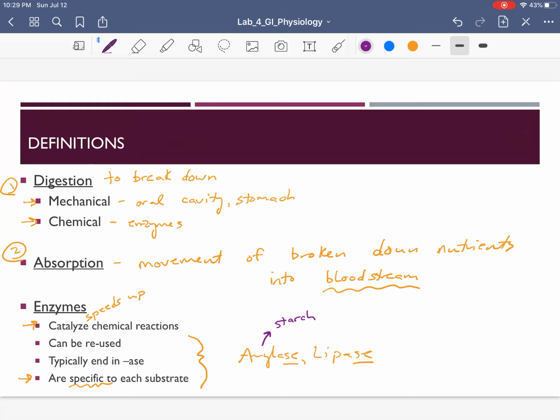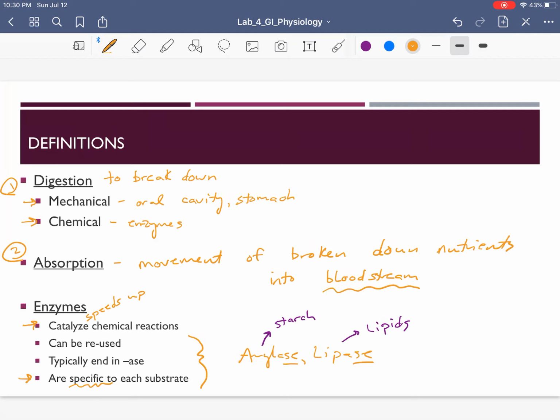So each enzyme, take for example amylase, can only speed up a chemical reaction involving a certain thing. They're specific, like a lock and a key. A key can only go into a certain lock. Amylase can only speed up chemical reactions involving starch. Lipase can only work on chemical reactions involving lipids, and so forth and so forth. But they are specific. All right.